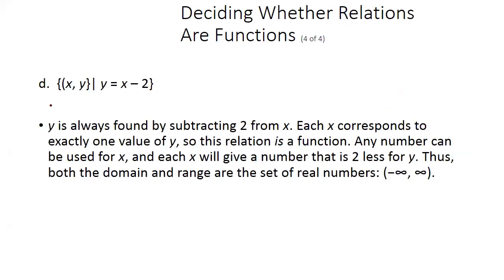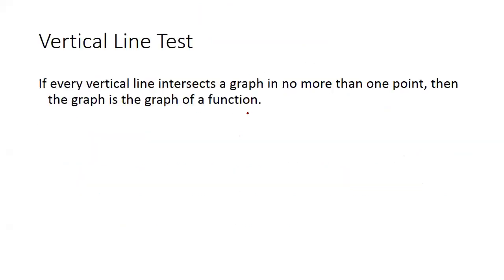So look at this one here. y is equal to x minus 2. So y is always found by subtracting 2 from x. So in this case, this is like a straight line, right? Remember the range and domain for that would be all real numbers. So if you would graph this, that would be a straight line that goes forever. So therefore, the range and domain would be all real numbers.